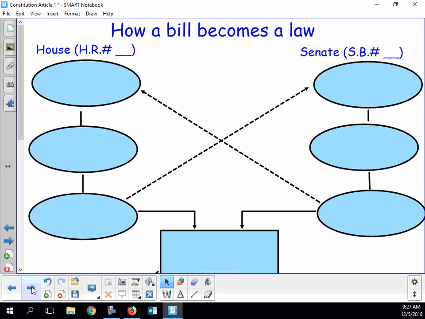They left it up to Congress how this would happen. Okay? So here's what happens. And I'm just going to go through this. Hopefully I can do this pretty simply.